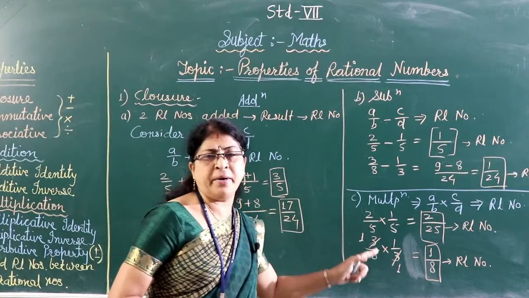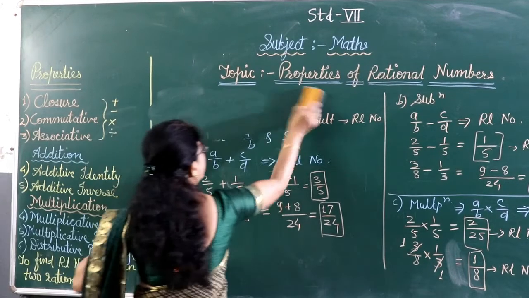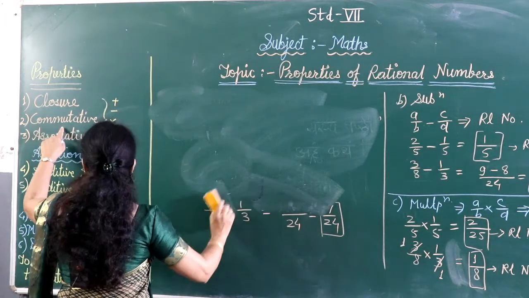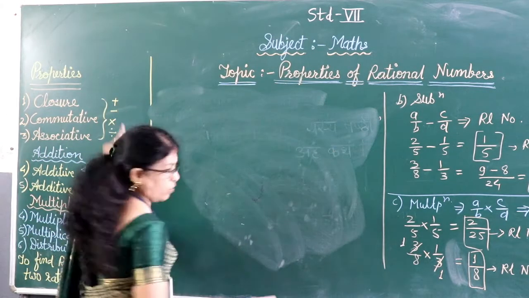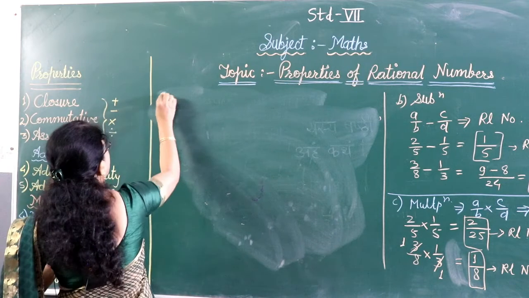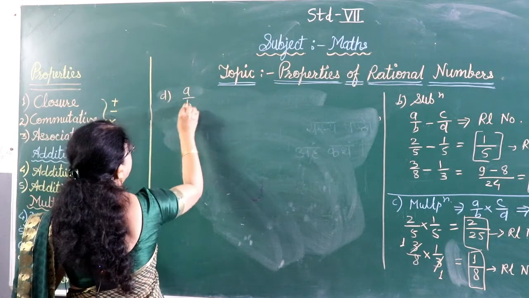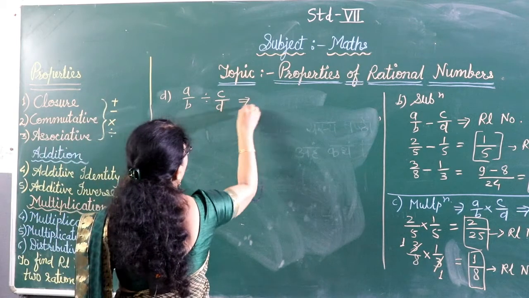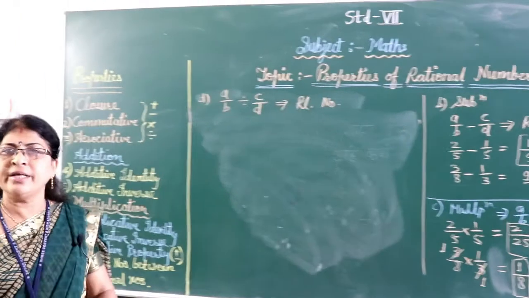Now the same property we will apply for division. Okay, closure property only for division. In this way, these three properties, closure, commutative, associative, we will apply for all these operations. Okay, now fourth is division. So for division, division takes the same numbers A upon B divided by C upon D. Whatever answer comes is also a rational number. Now we will check it with the help of examples.